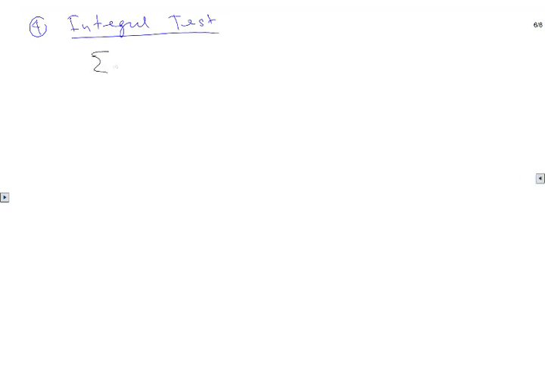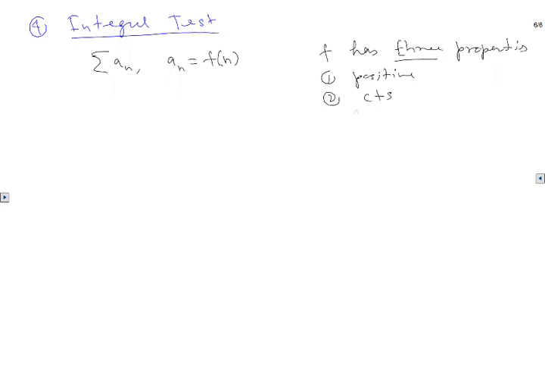You have a series sigma a_n, and your n-th term is given by a function. When you plug in n equals 1, you get the first term, n equals 2, you get the second term, like that. And this function has 3 properties. All 3 are important. It has to be positive, it has to be continuous, and it has to be decreasing.